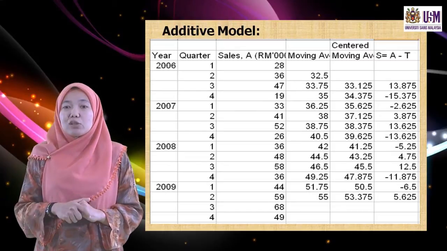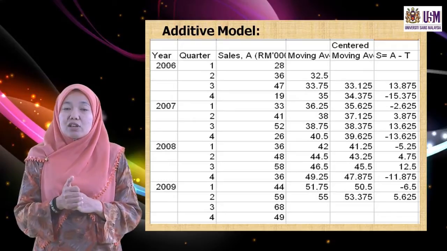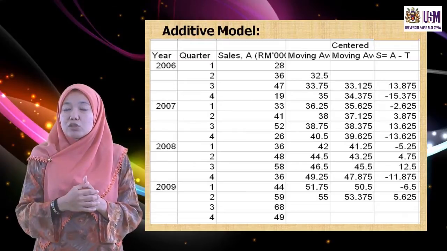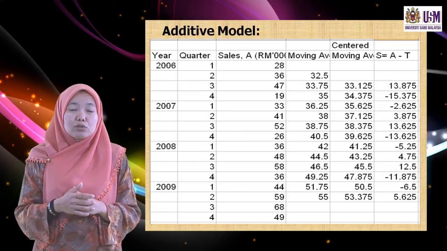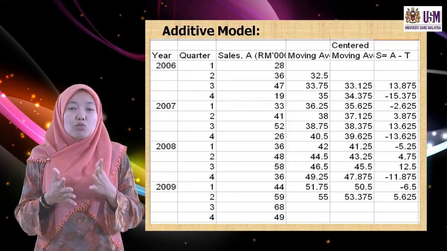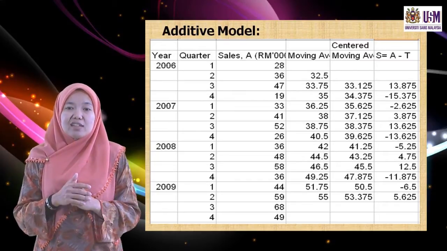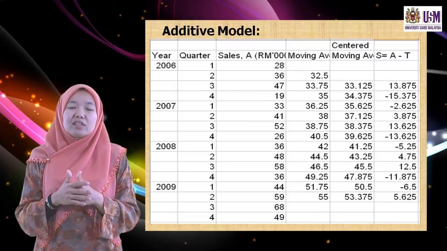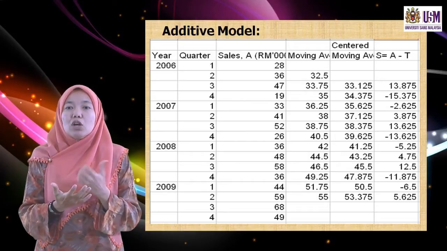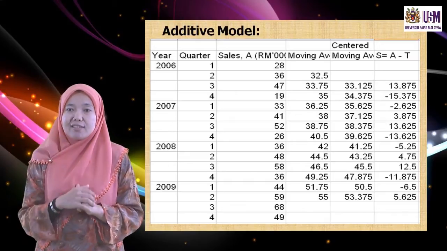The next column that you need to calculate, because this is an even number of quarters, is the centered moving average. In this case, simply take the first two moving averages, add the 2 together, and divide by 2. So you get the centered moving average of 33.125, which falls exactly on the third quarter of 2006. Same thing for the next centered moving average: 33.75 plus 35, divide by 2, you get a centered moving average of 34.375. And you do the rest.